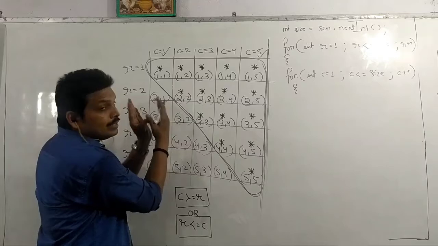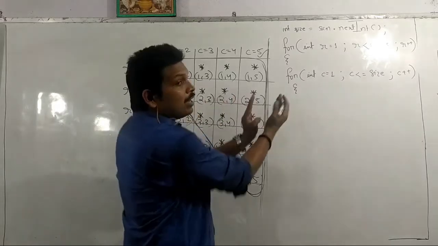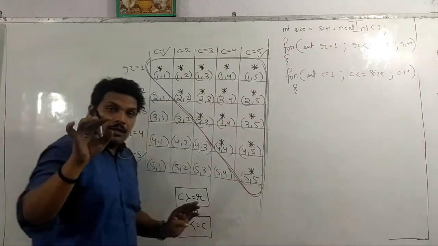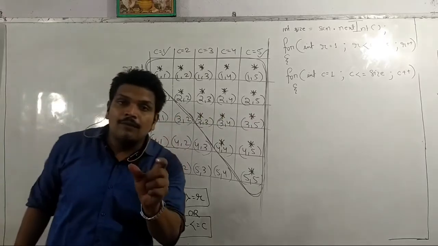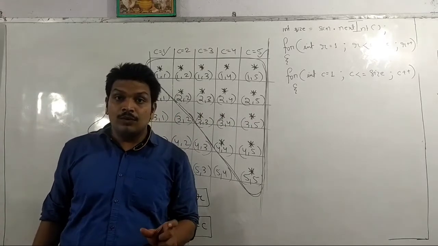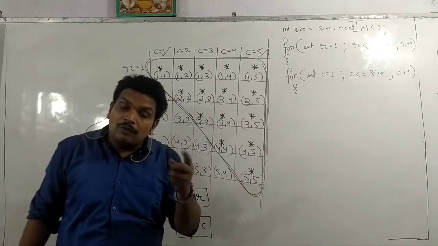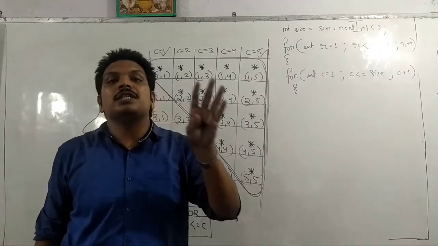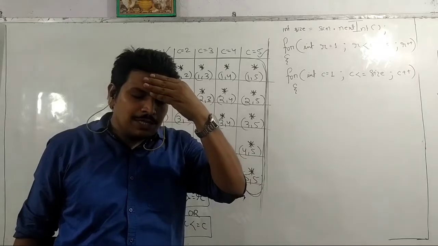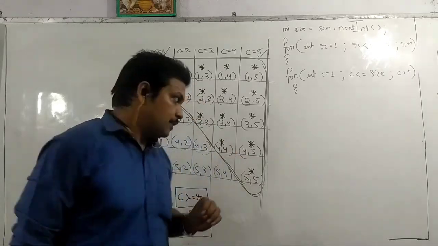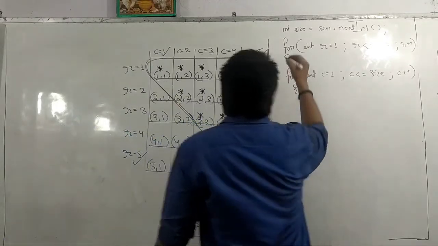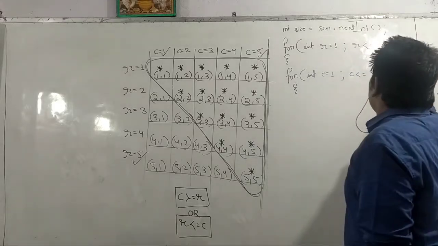If the stars are indented towards the right margin of the output screen, then we will have to use if else. Within the block of if, we will display star, we will print star, and within the block of else, we will display space.